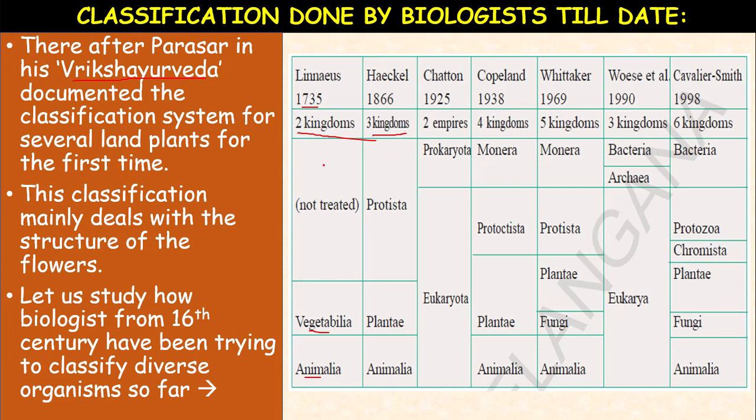In the two kingdom classification, Linnaeus didn't separate the organisms which show diversity, neither belonging to the plants nor to the animals. He included everything and divided the total living organisms into two kingdoms. But later, Haeckel divided the total living organisms into three kingdoms, that is Protista, Plantae and Animalia.